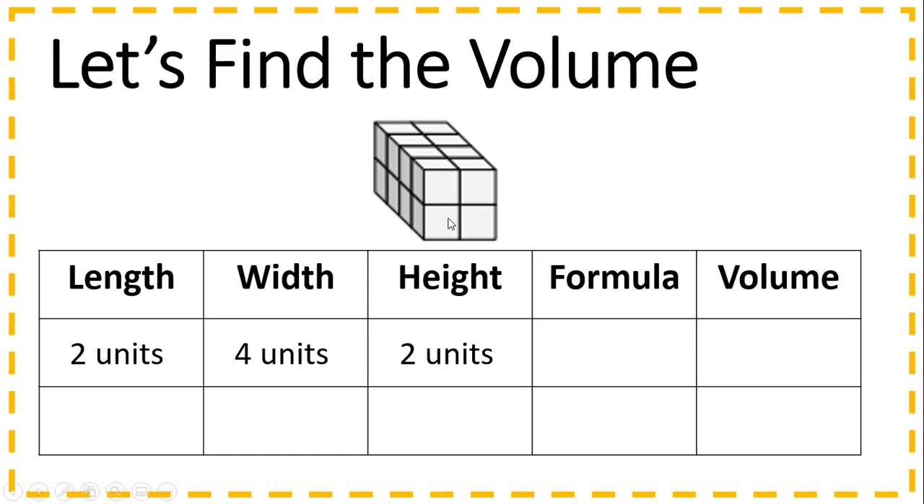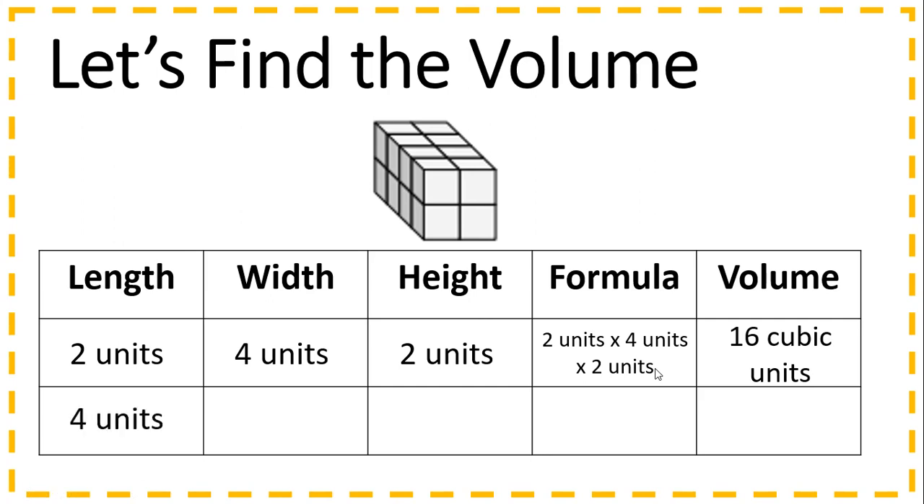The formula for volume is length times width times height. So we're going to multiply 2 units times 4 units times 2 units. We know 2 times 4 is 8, and 8 times 2 is 16. So 16 cubes are used to make this rectangular prism, which means the volume is 16 cubic units. Remember, we're multiplying units times units times units. So that would be units to the power of 3, which is cubic units.